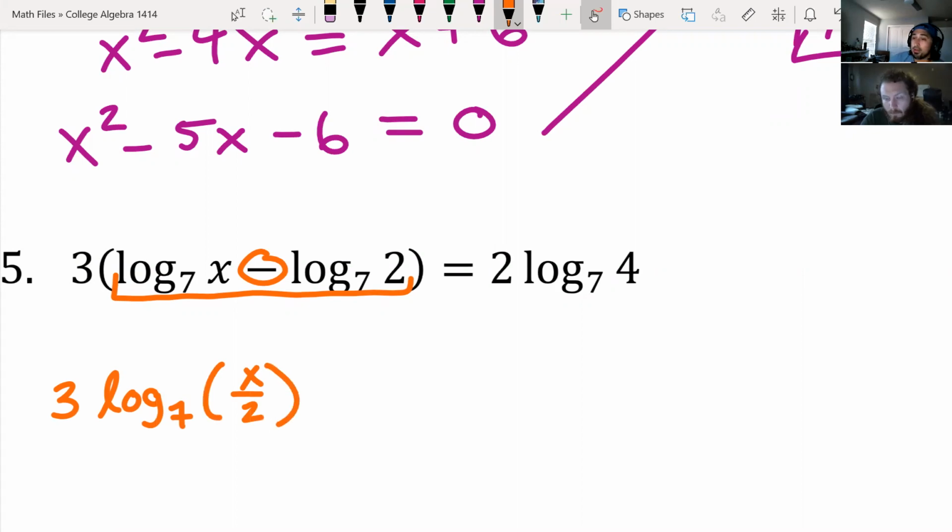Okay. And then on the right side, we see that we can take this 2 and move it to the 4. Move it on top of the 4. So you'll get log base 7 of 4 squared.